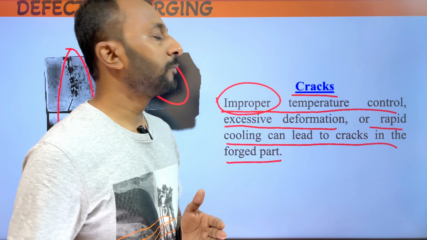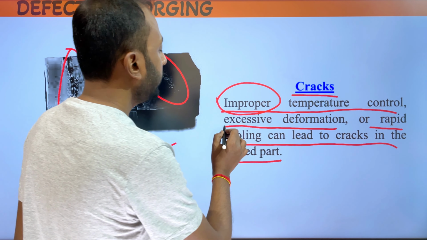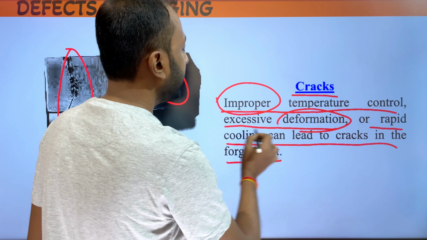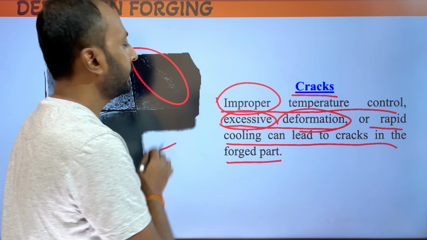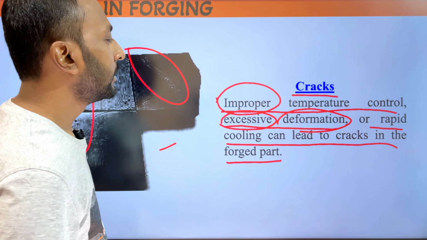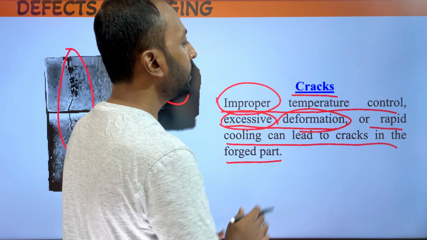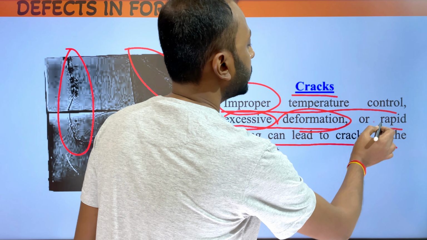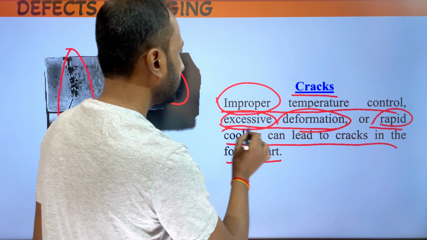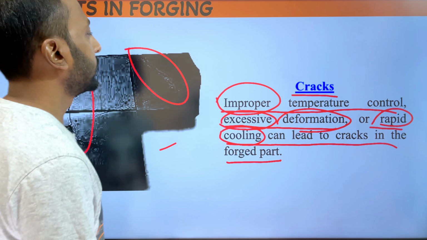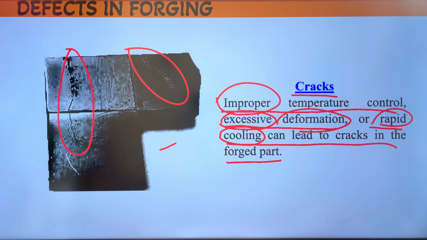When we are doing the forging process, if we deform the metal excessively, then cracks can occur. After the forging has been done, if we do rapid cooling, then cracks can occur. So this is cracks in forging.